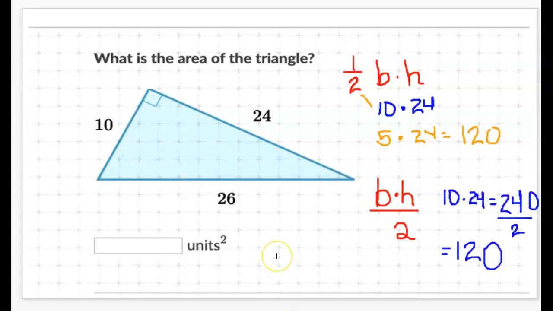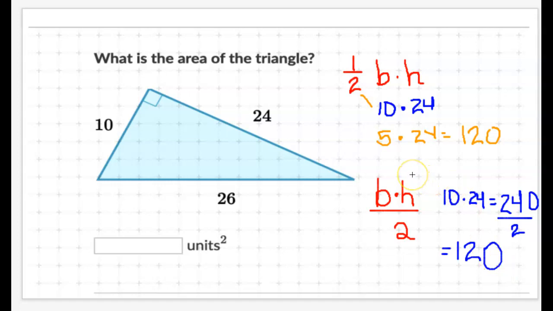When we look at the area of a triangle, we can perform this operation two ways. Here at the top, we have 1/2 the base times the height. 1/2 of 10 is 5. 5 times 24 is 120. Down here we have the formula written: base times height divided by 2. 10 times 24 is 240, and divided by 2 is 120.